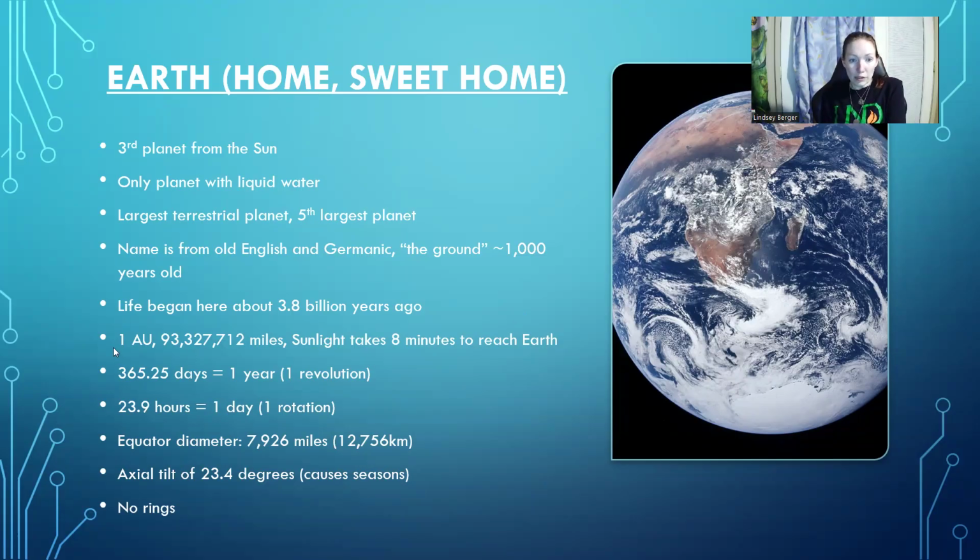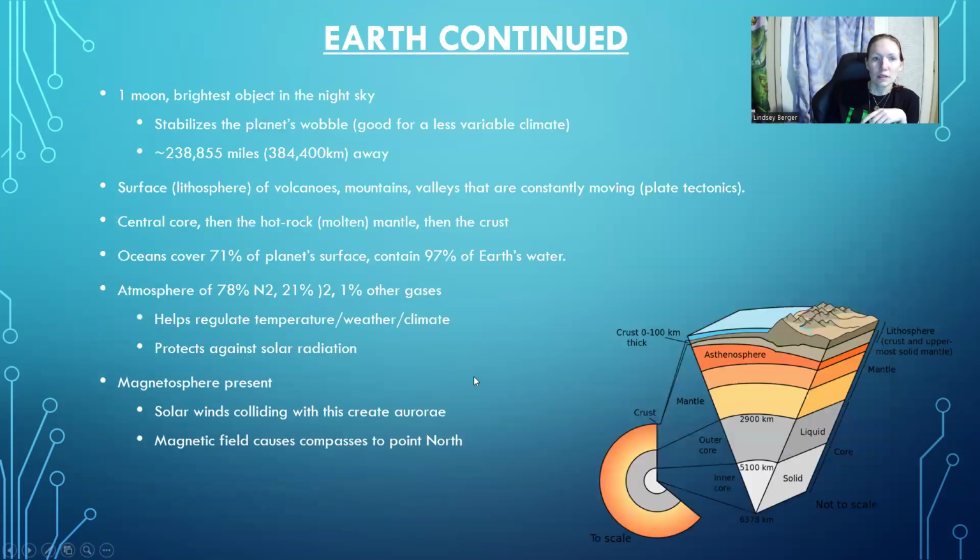We know we are 1 AU away from the sun. We know it takes light about 8 minutes to get here. We know how long a year is. We know how long a day is. These are just part of our life. Okay. We do have a tilt to our axis. Okay, so Earth is not just straight up and down on its axis. It's kind of a tilt, and that's why we get seasons. It's very important. And it does not have rings. Sometimes I wish it did, but it doesn't.